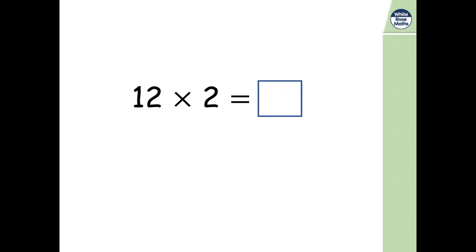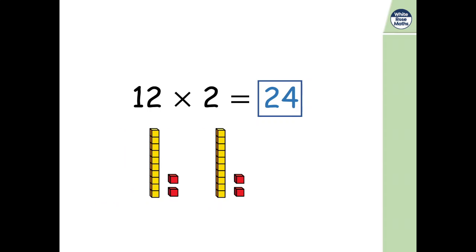Have a go at making that. 12 add 12 is 24. And here I've got some blocks to show you. Look, when you are timesing by 2, you are doubling. So you've got the 10 add the 10 makes the 20.